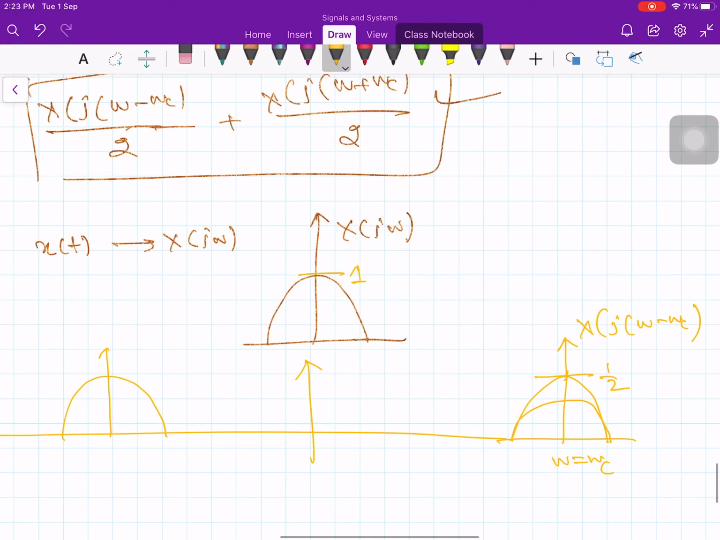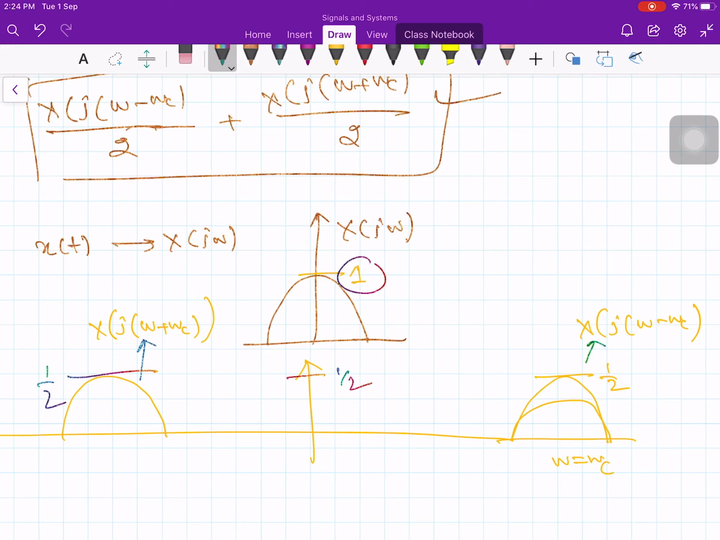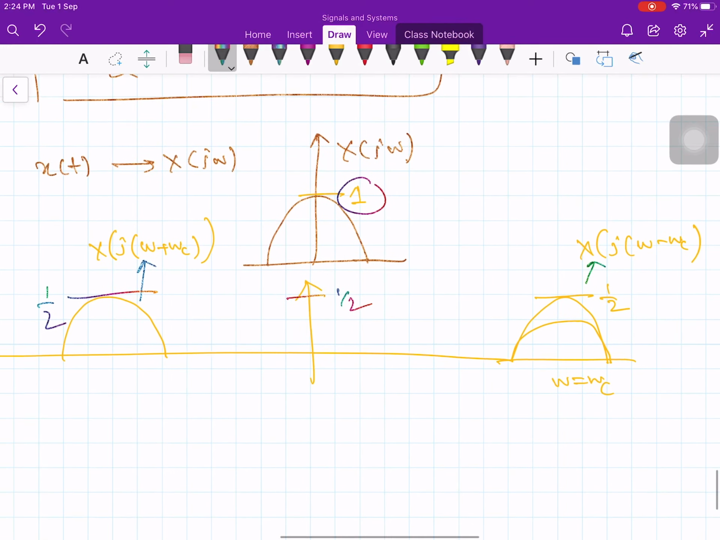Again this is x of j times omega plus omega c like this, and this is the center point. This amplitude is 1/2, so the amplitude is reduced by 1/2, but the original signal amplitude is 1. Now these two spectrums are translated in the frequency domain. That's what we mean. We will be studying more about this in amplitude modulation when we discuss communication systems, analog communication systems.